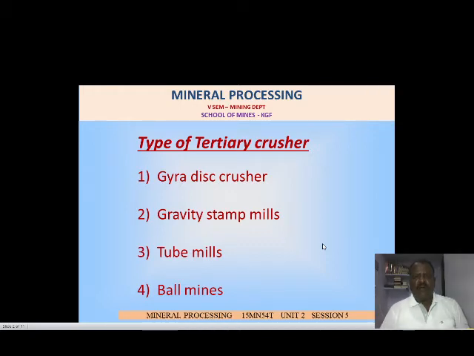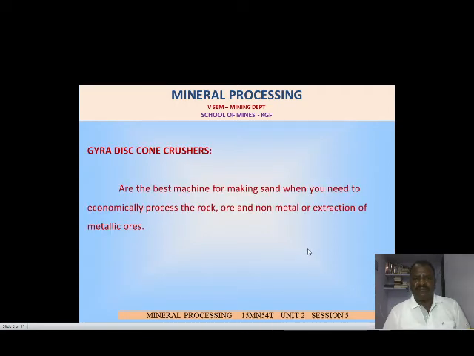Student, now we are going to go through the types of tertiary crusher. This is the fourth type of crusher, tertiary crusher. In the types, we have gyratory disc crusher, gravity stamp mills, tube mills or rod mills, and finally ball mills. We will see one by one.